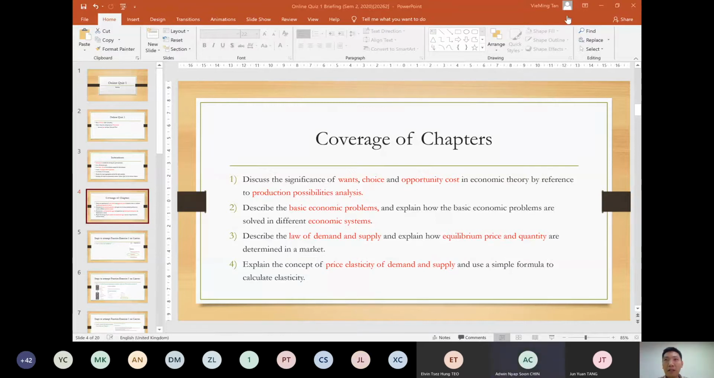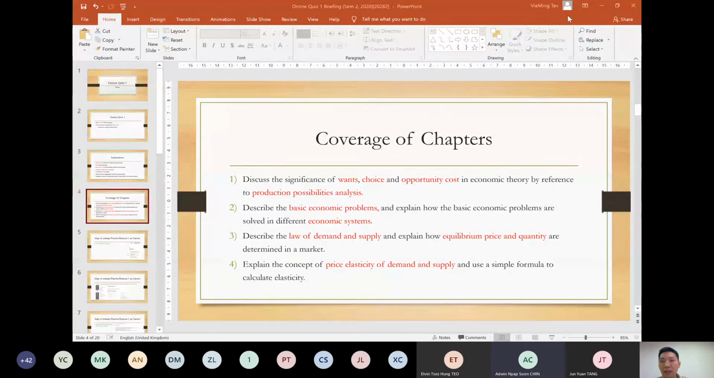Opportunity cost. Before that? In between scarcity and opportunity cost, there is another problem in economics that needs to be solved. Anybody can help? Pardon? Rachel, are you talking? Choices and opportunity cost.